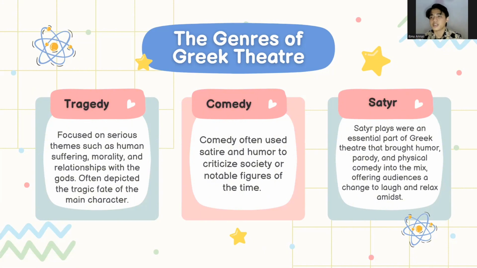And the third is satyr plays. Satyr plays were an essential part of Greek theater, combining humor, parody, and physical comedy. They were short, little comedic plays that were often performed after a trilogy of tragedies. They featured a chorus of satyrs, mythological creatures, and a plot that poked fun at the seriousness of the preceding tragedies.